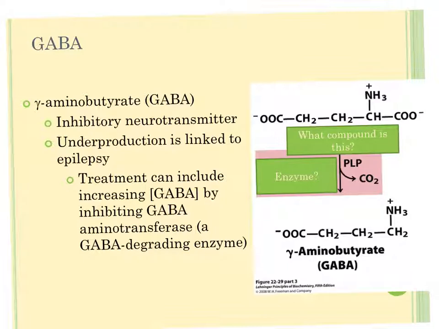So if you called it gamma aminobutanoate, it still fits. Butyrate is because the old name for butanoic acid was butyric acid. It is an inhibitory neurotransmitter. It's linked to epilepsy. It's also linked to things like anxiety disorders, depression. There's lots of different things.